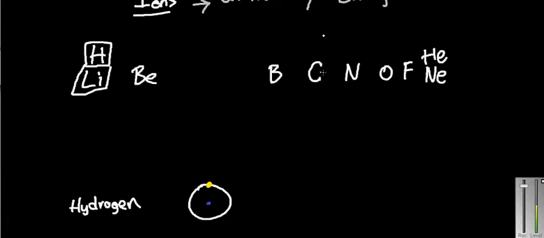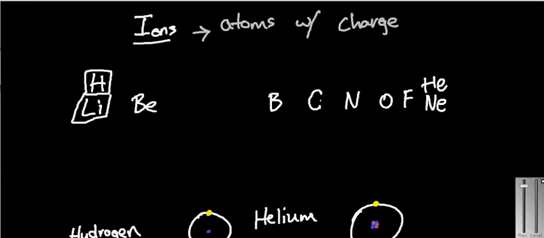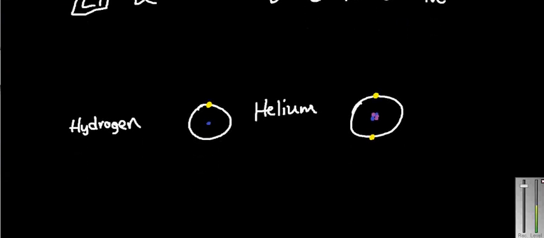Now if I were to do helium, I would draw helium here. So again, in helium I'm going to have 2 protons, 2 neutrons, and I have 2 electrons to balance the charge. Okay, so far so good. Let's do the next one.